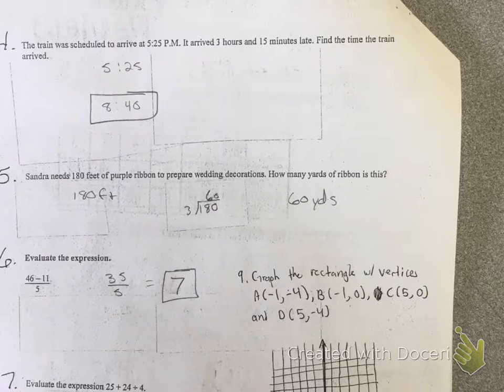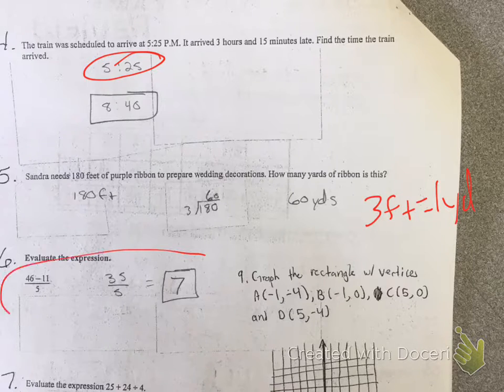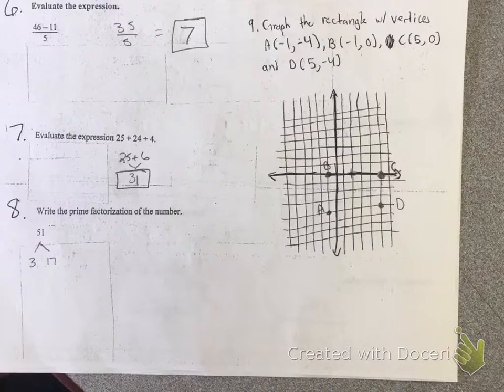Number 4, all you have to do is add 3 hours, 15 minutes to that. Again, 3 feet in 1 yard. Just evaluate the expression. You get 7. Just evaluate the expression. You get 31.